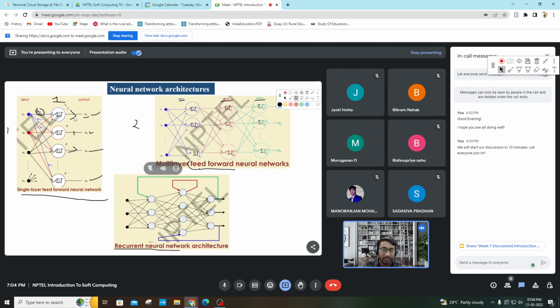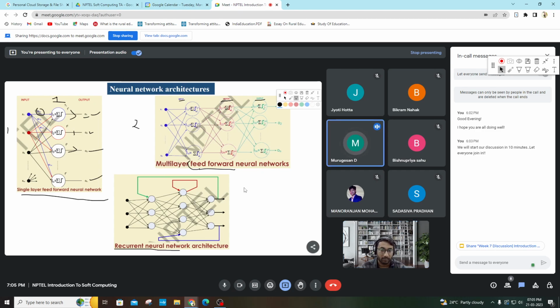Because the single-layer feed-forward neural network only has one layer, the time complexity of this increases very fast. That is why the multi-layer feed-forward neural network is the most popular one, as it is very fast. Okay. And in the next class, during training, I will also show you why this multi-layer neural network is very fast.